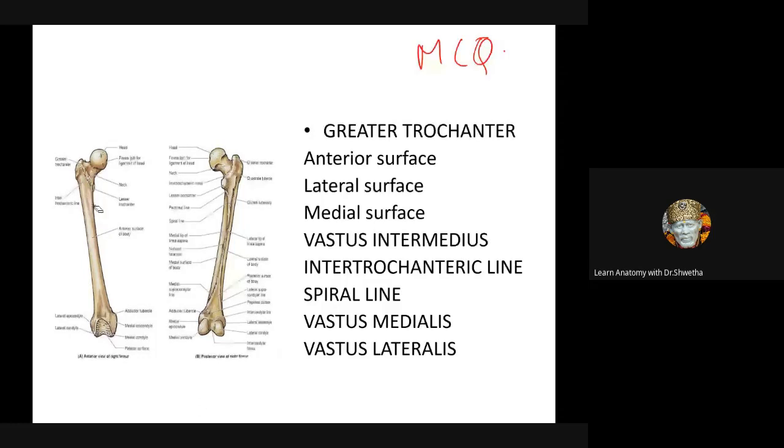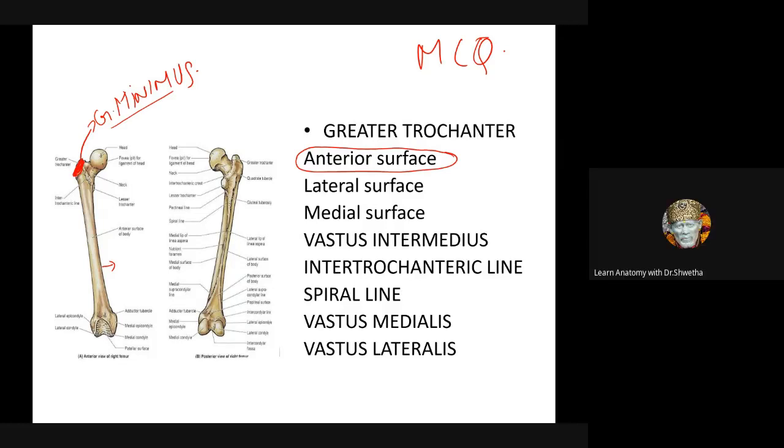The greater trochanter: when you see the bone anteriorly, this is the anterior surface of the greater trochanter. To the anterior surface, there is a beautiful muscle called gluteus minimus. What muscle, students? Gluteus minimus. Gluteus minimus is attached to which surface of the greater trochanter? Anterior surface. Very good, anterior.